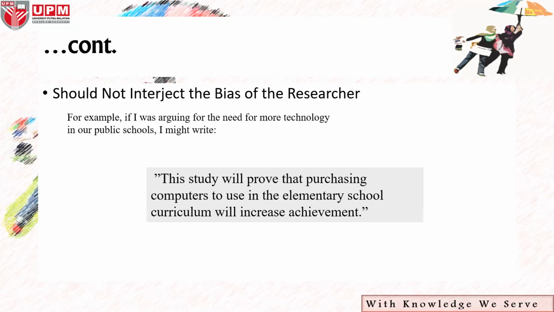Next one, should not interject the bias of the researcher. For example, if I was arguing for the need for more technology in our public schools, I might write, this study will prove that purchasing computers to use in the elementary school curriculum will increase achievement. But this one, as what I said earlier, sometimes, for the quantitative researcher, you cannot include your bias. Bias ni maksudnya you indicate yang masalah tu comes from you, the use of I.